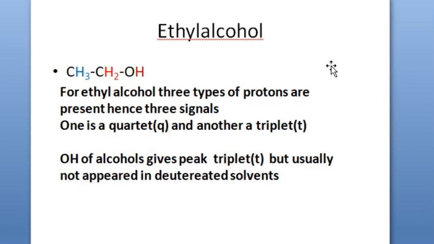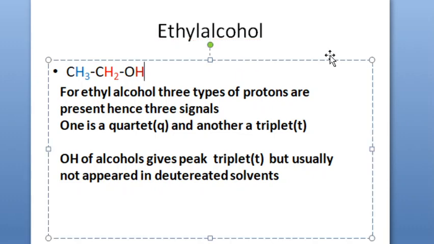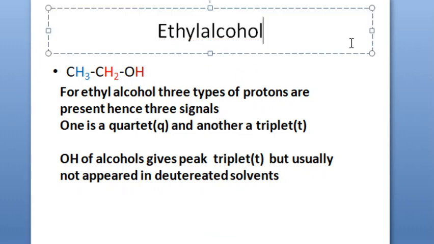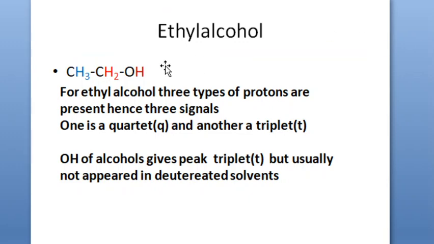Ethyl alcohol. In the case of ethyl alcohol, how will you get the signal? How many types of hydrogens are there? CH3, CH2, OH. Blue hydrogen, red hydrogen, and brickish red I have given for OH. So you will get 3 signals as expected. CH3 will be a triplet, CH2 will be a quartet, and OH will be a triplet again.